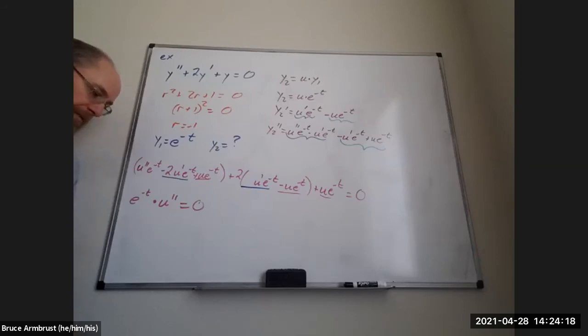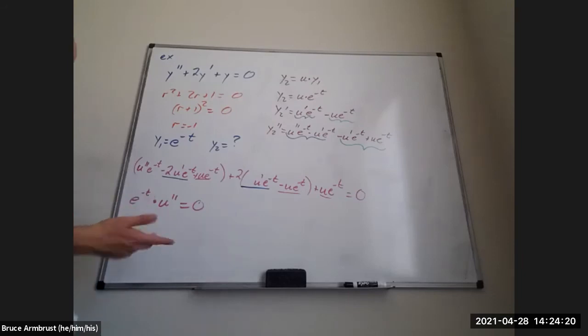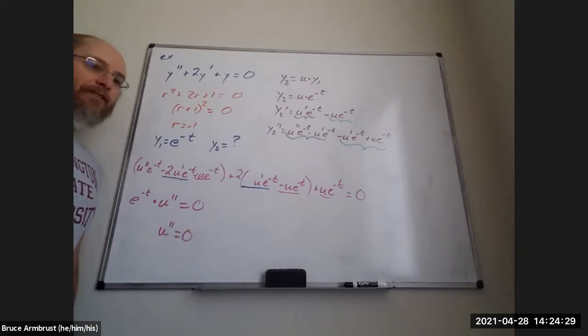All right, well, like we saw before, e to the minus t never equals 0. So in order for this to be true, whatever u is, its second derivative has to be 0.